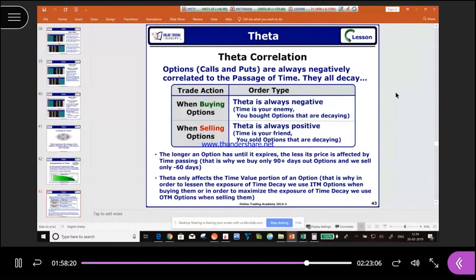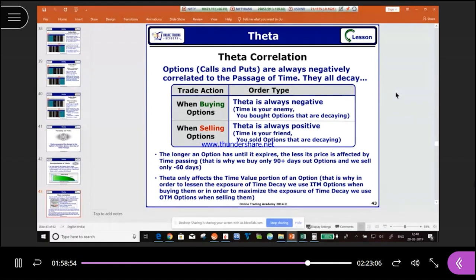The longer an option has still to expiry, the less its price is affected by time passing. That is why we buy only 90 days out options and we sell only 60 days. And theta only affects the time value component of an option. That is why, in order to lessen the exposure of time decay, we use in the money options when buying them, or in order to maximize the exposure of time decay, we use OTM options when selling them.